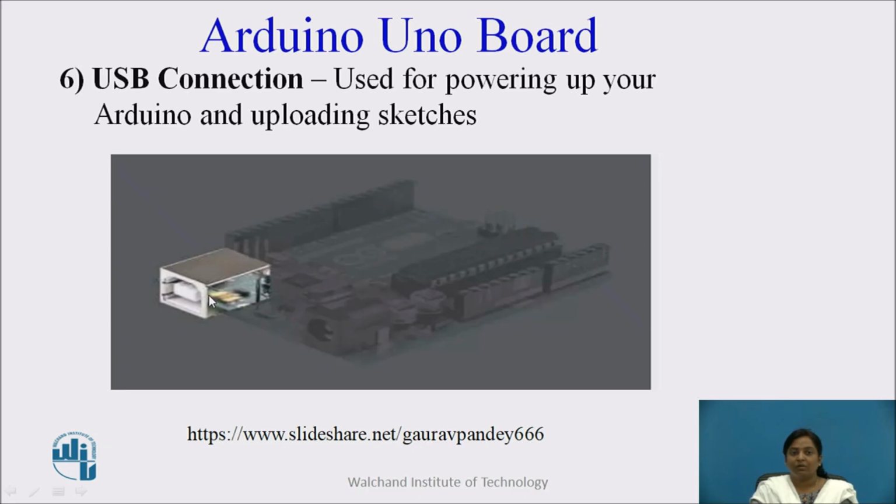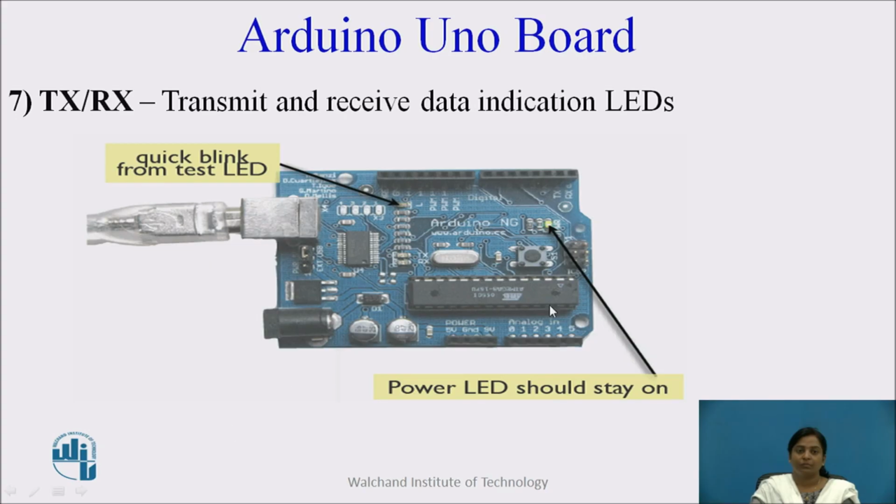USB connection. Arduino is directly connected to the computer to upload the code through this USB connection, the USB port. It is also used for powering the Arduino and uploading the sketch. There are two LEDs, TX and RX. These LEDs turn on and off. Blinking of these LEDs means data is being transmitted and received by this board.